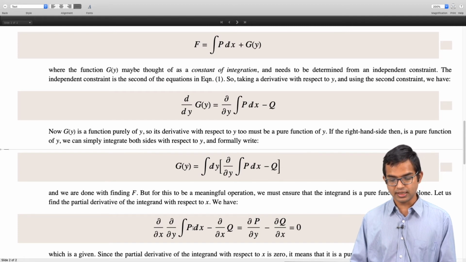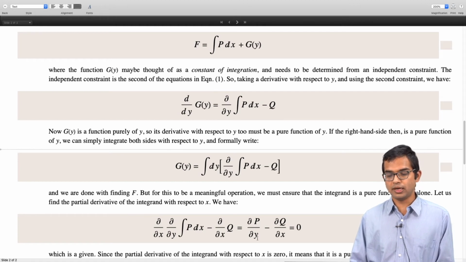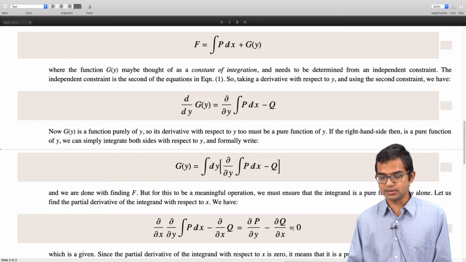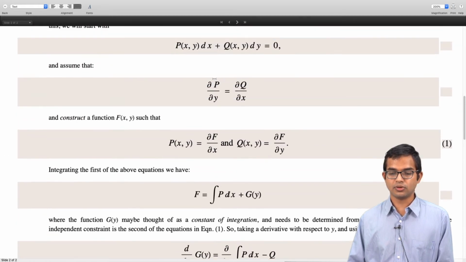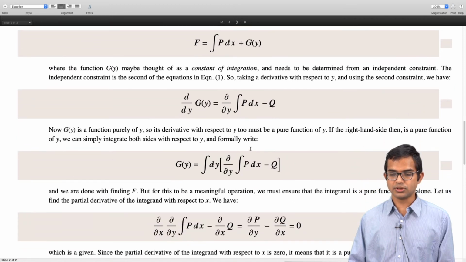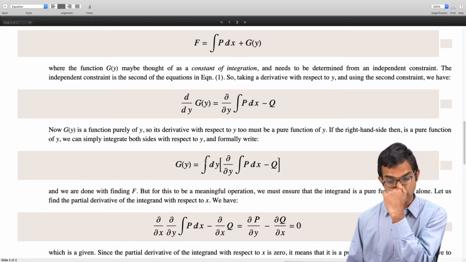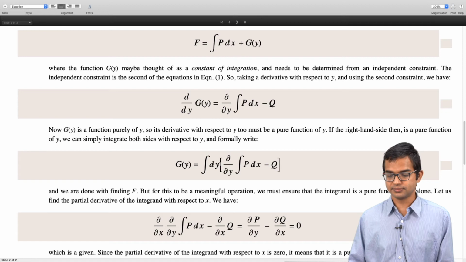So ∂/∂x of the integral of p dx will just be p, and then I have ∂p/∂y minus ∂q/∂x, but this is equal to 0 because we are given that your original differential equation satisfies this condition: ∂p/∂y is equal to ∂q/∂x. So basically we have managed to show that this integrand, which goes into the computation of g of y, is purely a function of y, right?